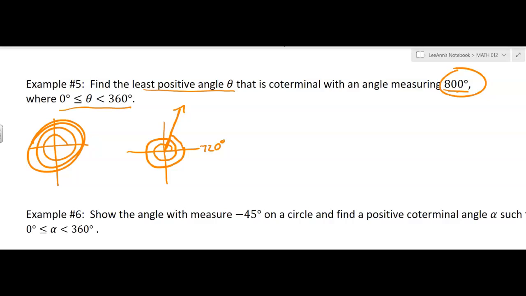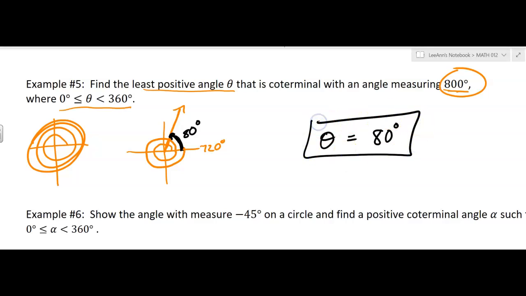Then my coterminal angle, that's going to be between 0 and 360, is right here. So 80 degrees, that's the answer. My theta is 80 degrees. That angle is coterminal with an 800 degree angle.